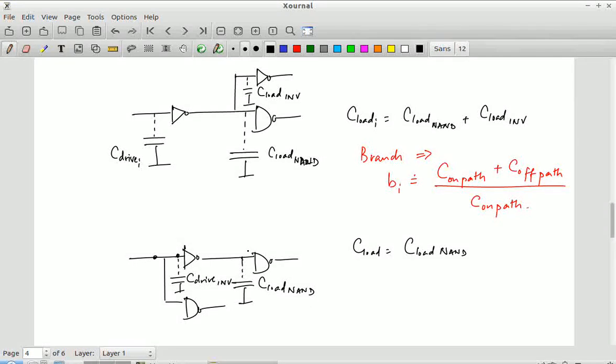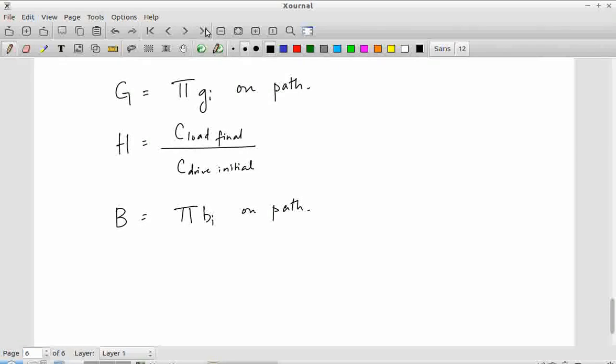Okay. If there is a branch and there is some path which is not on the path itself, then it means that some of the current being delivered at that stage is getting diverted away from what I need. That is what this branching is taking into account. So we have these three terms, and we define capital S as the product of these two. This is a constant for the path.